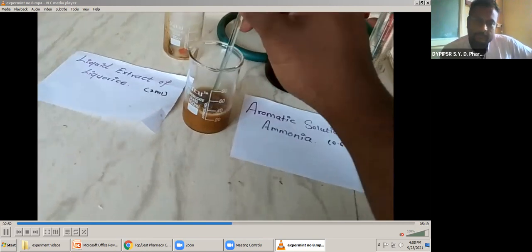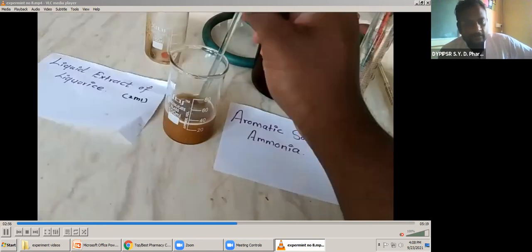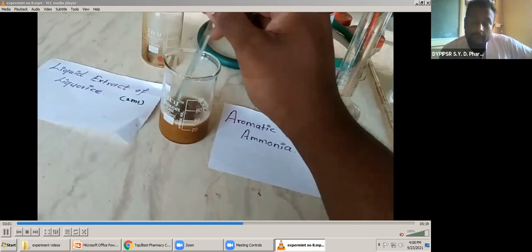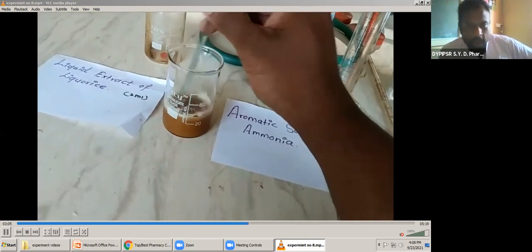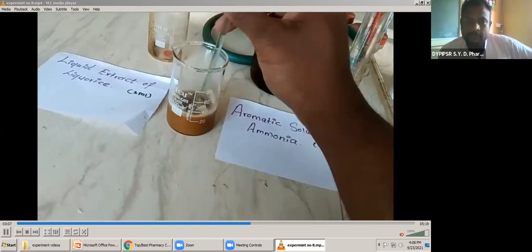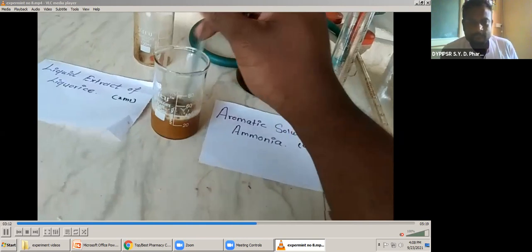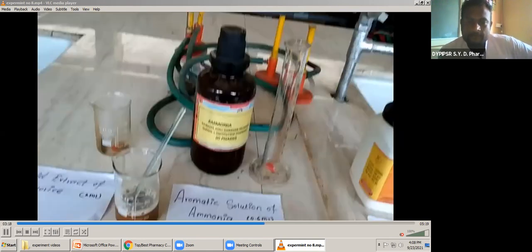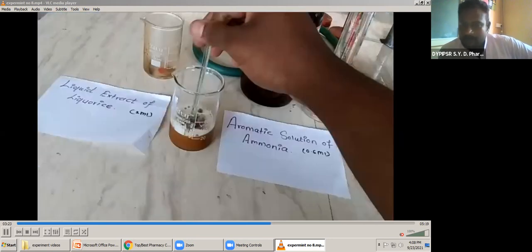So this is how the mixing process we have to do here. We are going to mix all the ingredients in the beaker. We have to mix all the ingredients with the help of a glass rod. This is how the formulation looks after mixing all the ingredients. This formulation is usually used as an expectorant. So after consuming this particular formulation, the effect we will get is expectorant.